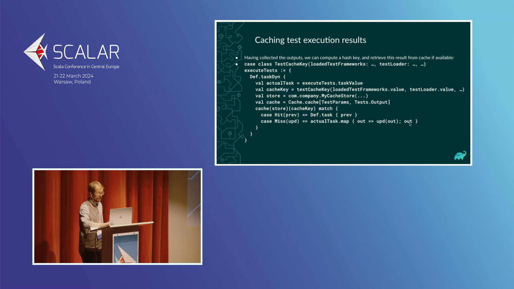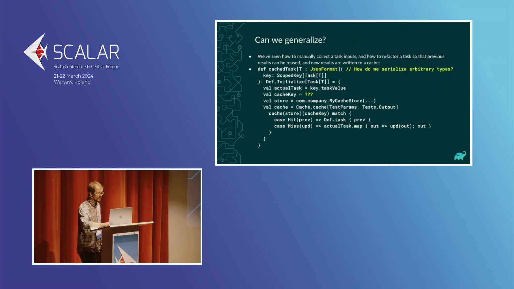So it's quite easy. It looks like a framework that we could reuse. So can we actually generalize? We've seen how to manually collect the task input. We've seen how to manually refactor the task, but that's a lot of work, and we still have to decide what to do. But hopefully we can define some kind of helper function that will help us rewrite those cache tasks in a way that would be easier.